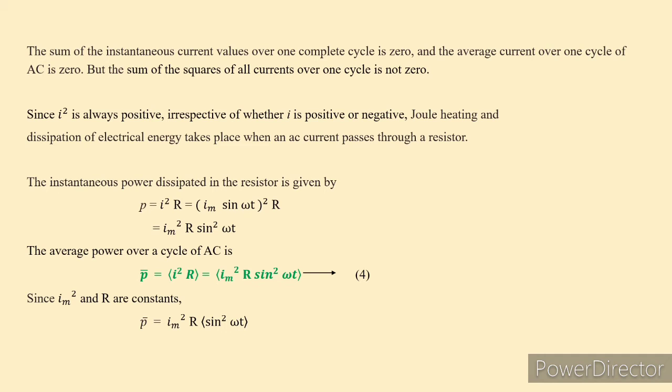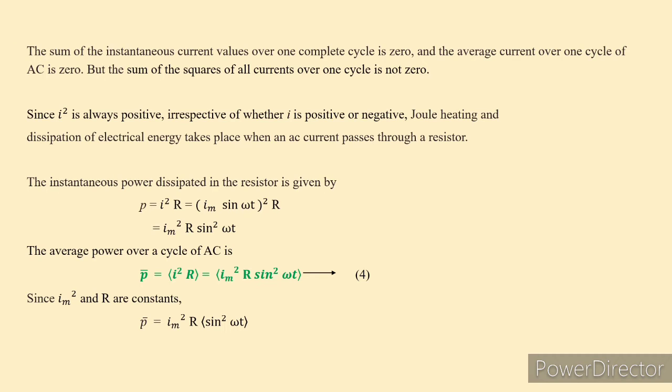The sum of the instantaneous current values over one complete cycle is 0, and the average current over one cycle of AC is 0. But the sum of the squares of all currents over one cycle is not 0. Since I square is always positive, irrespective of whether I is positive or negative, Joule heating and dissipation of electrical energy takes place when an AC current passes through a resistor.